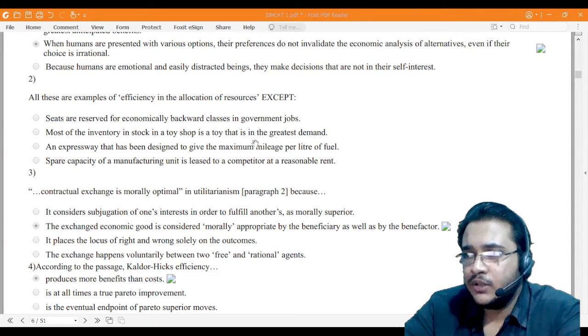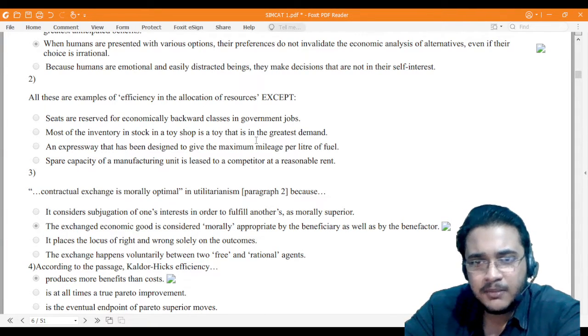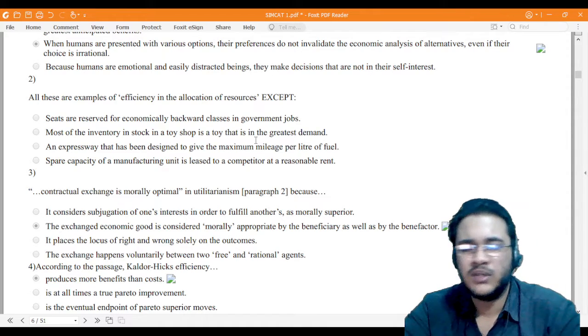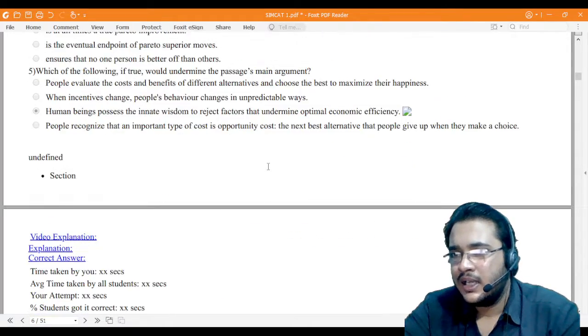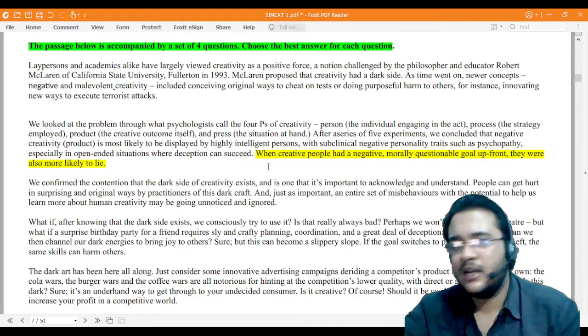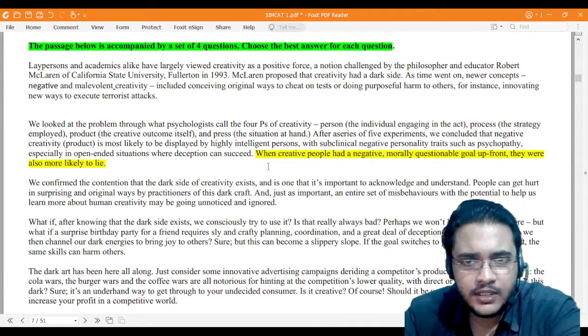Guys, I'm again telling you, this is taking a little bit of your time, 30 minutes, but understand that I am explaining how to do the rating process. When you will be doing it on your own, it will not take you 30 minutes. It will only take you maybe 3 to 4 minutes. Something of that sort. This is the last one. Laypersons and academics. Okay, so I'll give you some time to read. Pause the video right now and read.